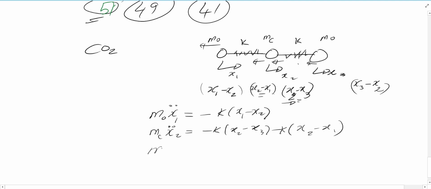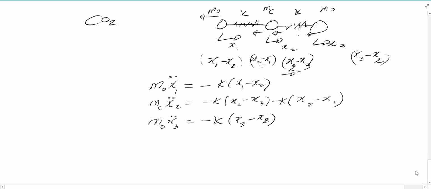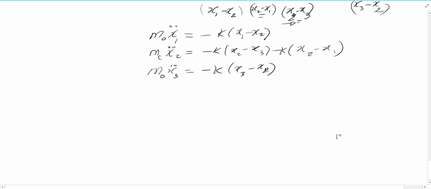And finally, this is the last one in there, the oxygen, which has the same mass, m oxygen times x3 double dot, the mass times acceleration of the last atom, which is basically equal to minus k times the total elongation of the spring, which is x3 minus x2. This is the typical coupled system of harmonic oscillators, and you can break them down into their different kinds of modes.